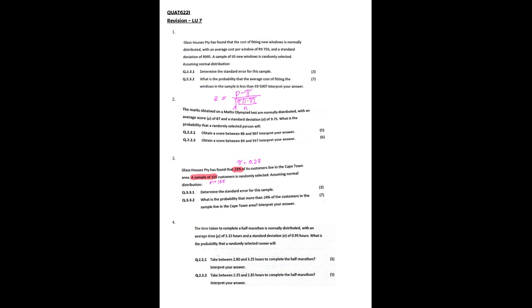Assuming normal distribution. The fact that they said to you that this is a normal distribution means that you're going to draw up your bell-shaped curve. Down the center is your population value, which is the 0.23. And then we're going to determine the rule in a minute. So the first question said to you, determine the standard error for the sample.